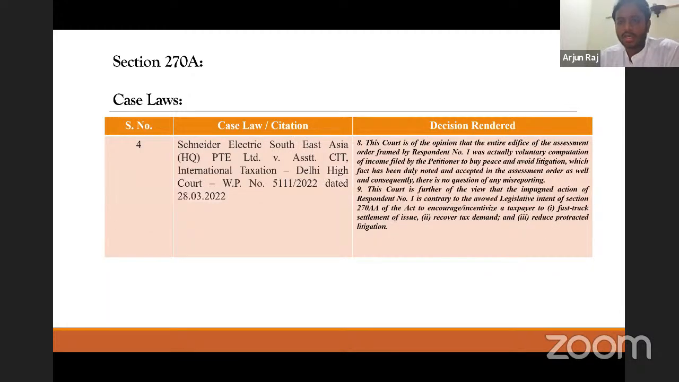Next is again on 270A. This is the lead case of the Delhi High Court, which was followed in subsequent years.